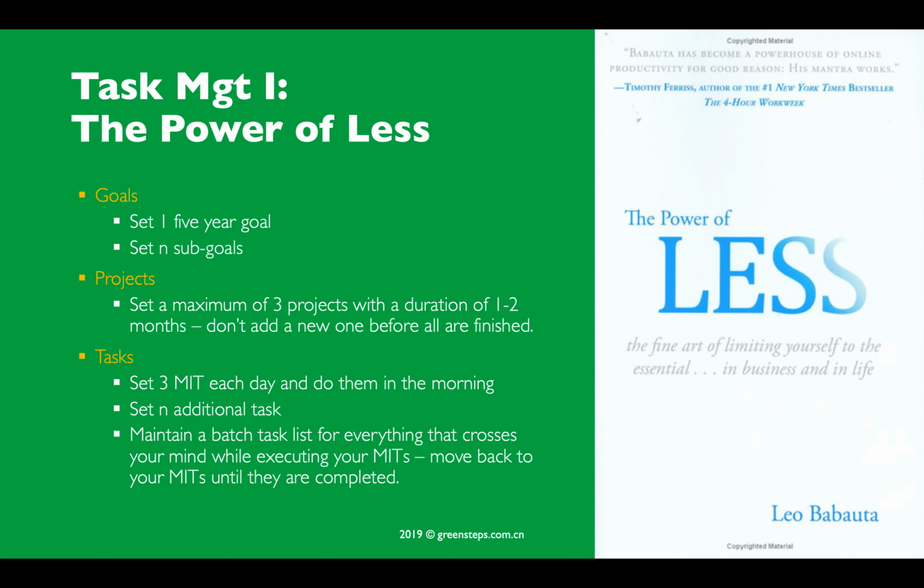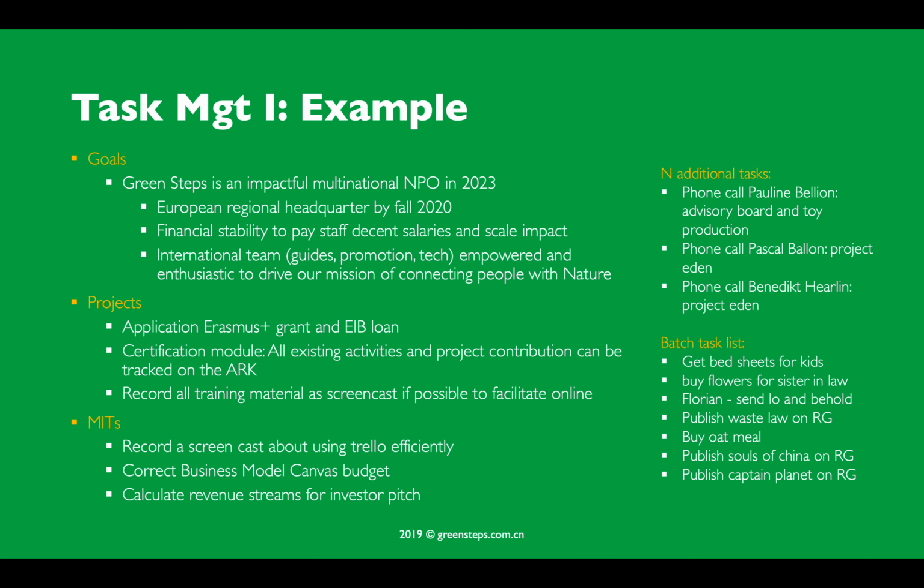So if you get a message on WeChat coming into your screen, either turn off WeChat once you focus on your MITs, or write this task on your batch list and immediately move back to your MITs. I explain later why this is important. So I would like to give you an example of how such a structure could look like.